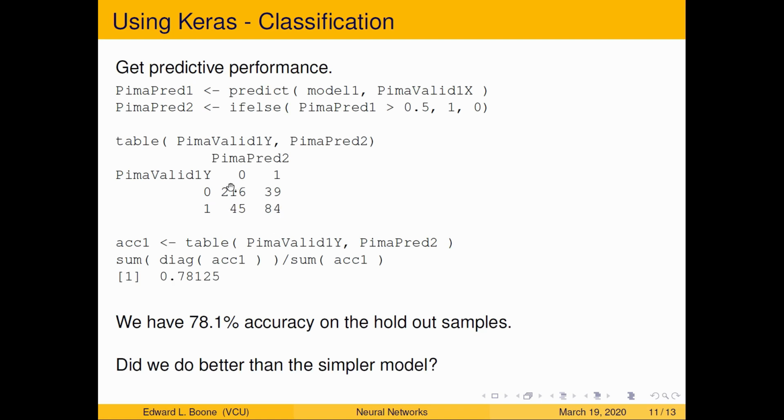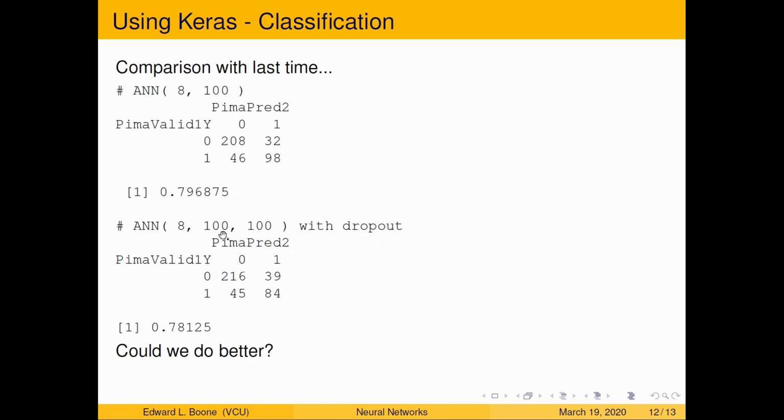And here you can see we had 216 correctly classified as not having diabetes when they don't have diabetes, 84 correctly classified as having diabetes when they did, and 39 people who had diabetes and we classified them as not. Then these people did not have diabetes, but we said they did.